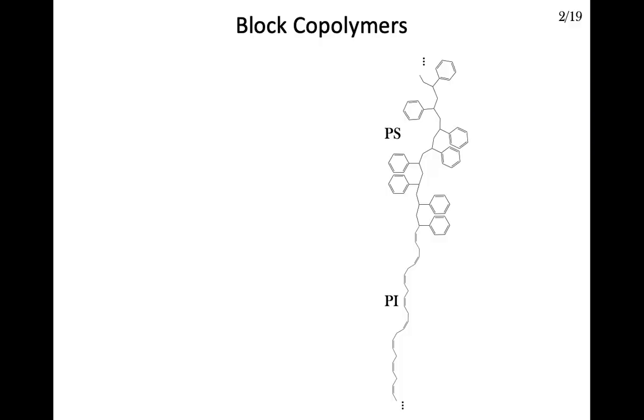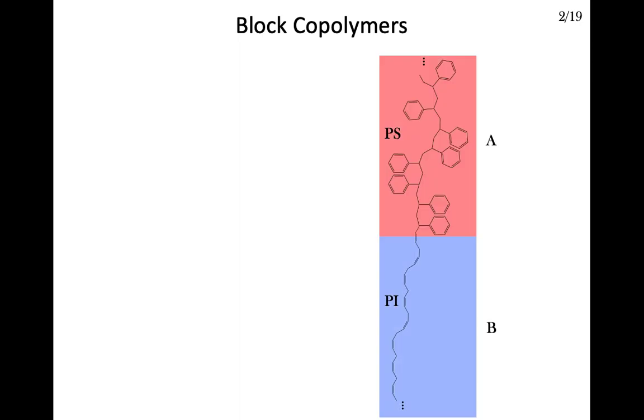Block copolymers are polymers made of two different types of monomers separated into different regions or blocks. You can imagine taking, say, a polyisoprene molecule and a polystyrene molecule and covalently bonding them together end to end, resulting in something like the polymer shown here. For the purposes of this talk, it doesn't matter if I'm talking about polystyrene block polyisoprene or some other copolymer, so I'll just call one type of monomer A-type and label it red, and the other B-type and label it blue.